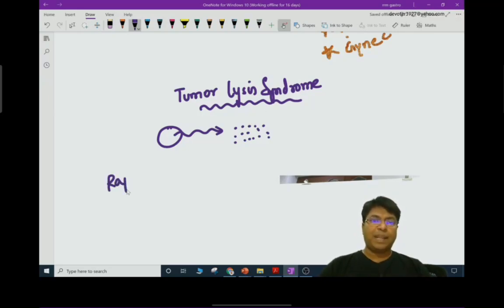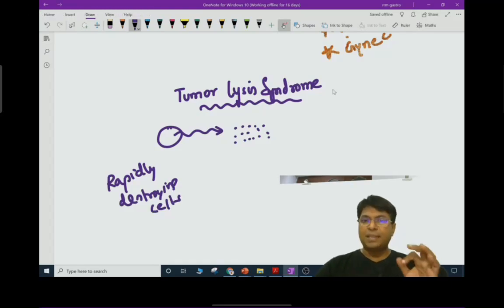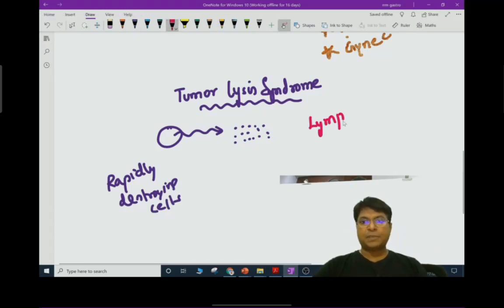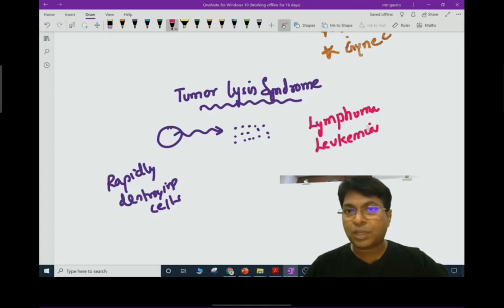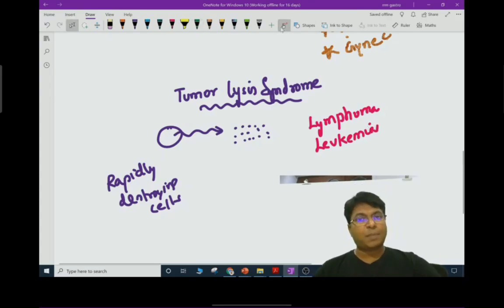It is mainly due to rapidly destroying cells due to chemotherapy, and this is very commonly seen in conditions like lymphomas, especially Burkitt's lymphoma, and also in leukemias. In leukemias and lymphomas, the moment you start the chemotherapy, you can get this issue. What happens actually? Please understand this practically. You can get this question as a repeated MCQ.